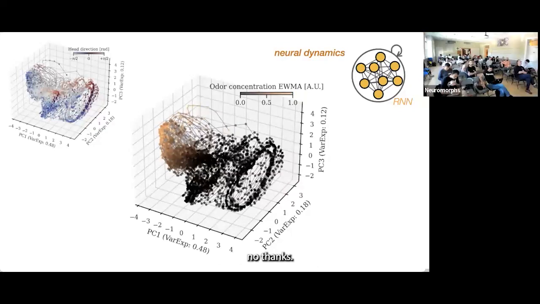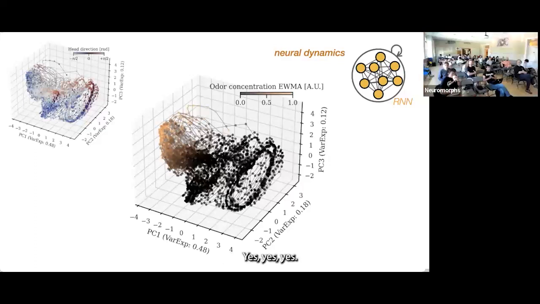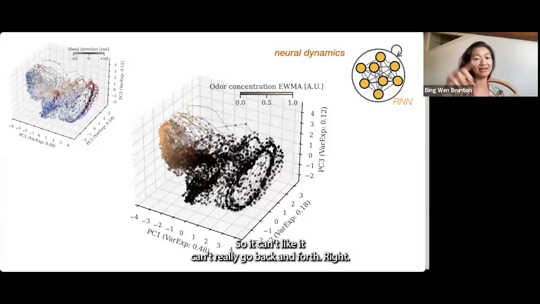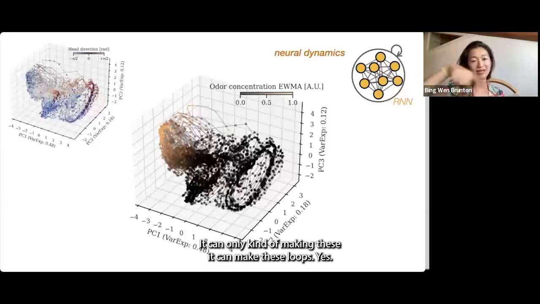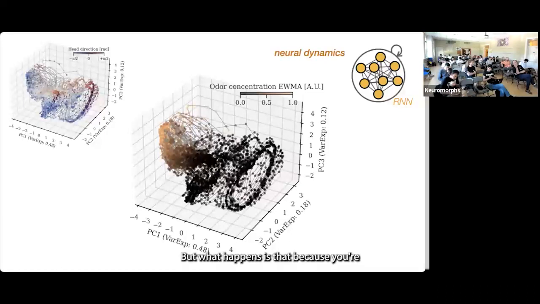Or orthogonal, right? Is the casting orthogonal to the wind? Yes, roughly speaking, orthogonal to the wind, but not precisely, because we've sort of constrained it so it can't really go back and forth, right? It can only make these loops. Is that because you artificially constrained it to a very limited yaw rate? I know the yaw rate is very limited.